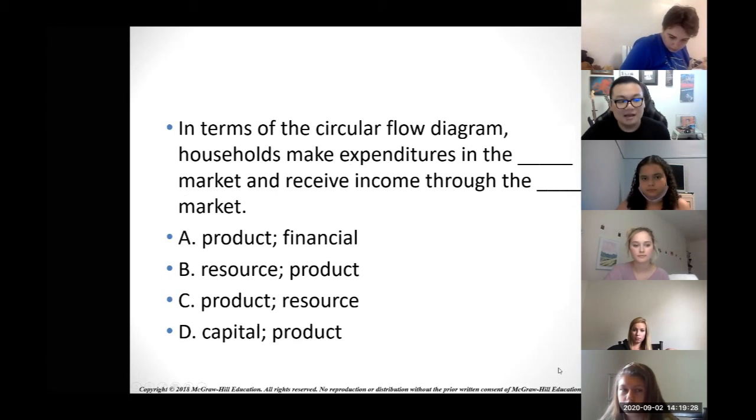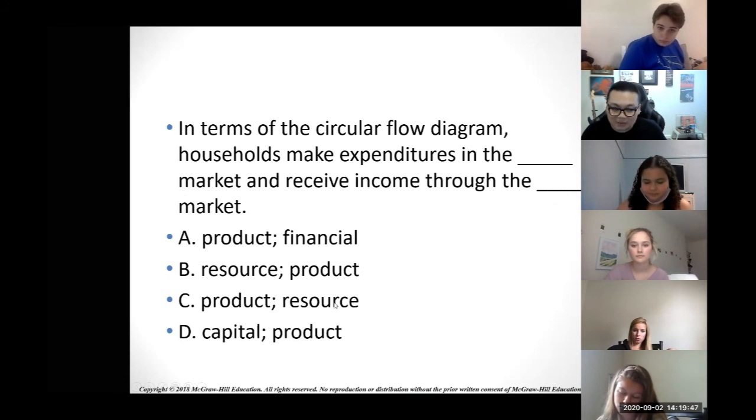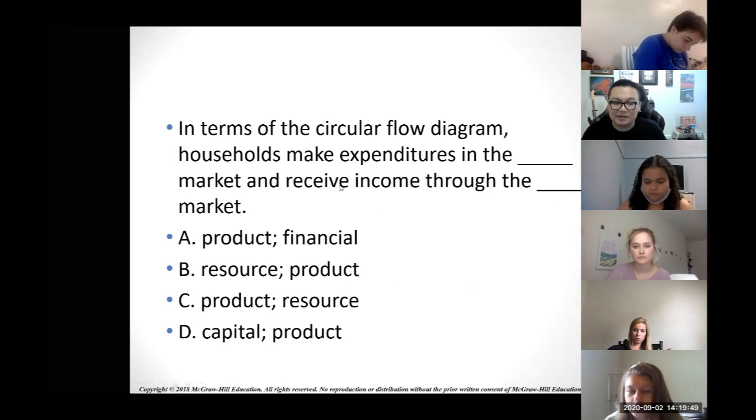And here, in terms of a circular flow diagram, households make expenditures in what market and receive income through what market? This will be very easy. Yes, Catherine. Is it C? Okay, so yes. The household is going to buy something in the product market and sell something on the resource market in order to receive income. So good job, Catherine.